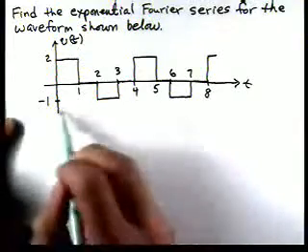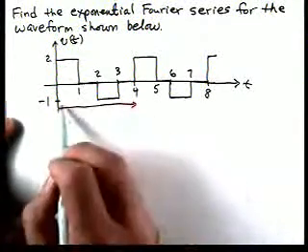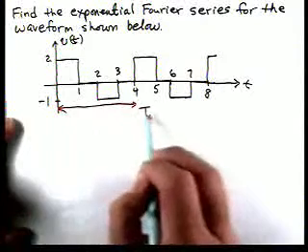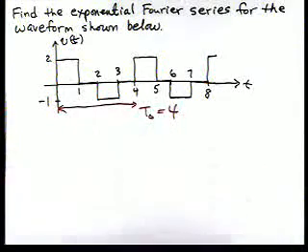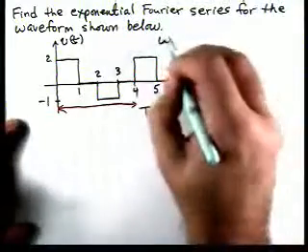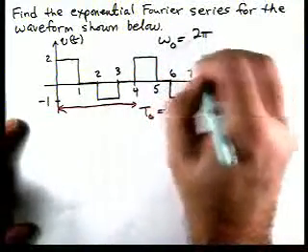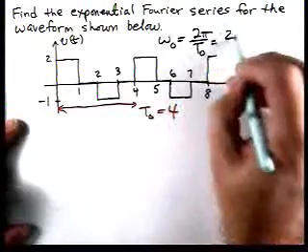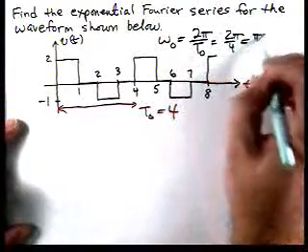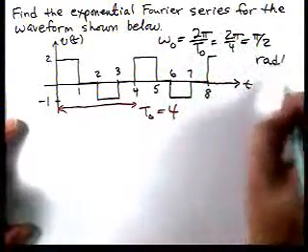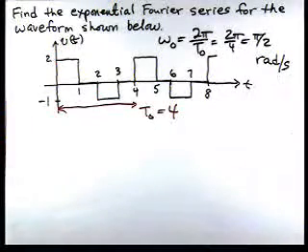So one thing that we note on our diagram is the period for our function, T0, is 4. So omega naught is 2 pi over T0, 2 pi over 4, which is pi over 2 radians per second.